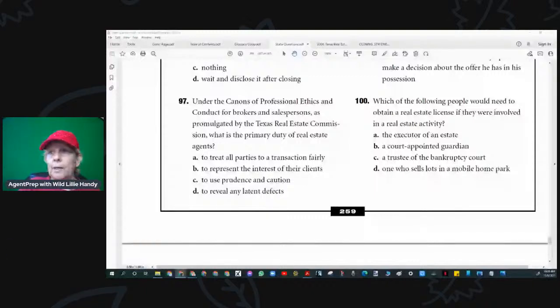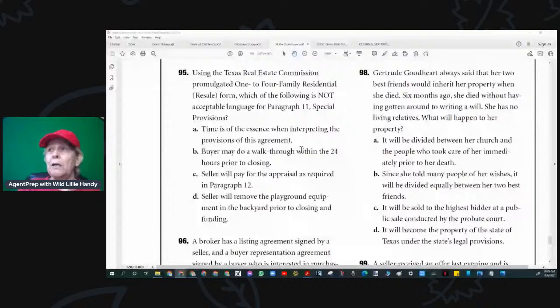All right, number 98, moving right along. Gertrude Goodhart always said that her two best friends would inherit her property when she died. So she verbally said it. Six months ago, she died without having gotten around to writing a will. She has no living relatives. What will happen to her property?